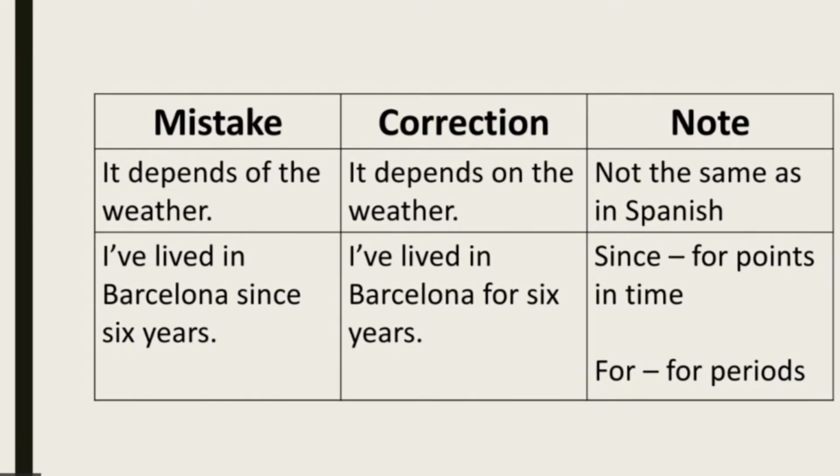Here's an example of how to note your students' errors. Divide the page into 3 columns where you can write the student's mistake, the correction, and your note. Mistake: I've lived in Barcelona since 6 years. Correction: I've lived in Barcelona for 6 years. Note: since is for points in time and for is for periods.